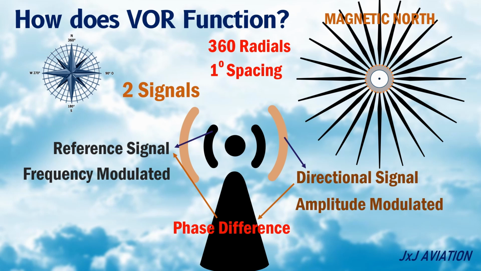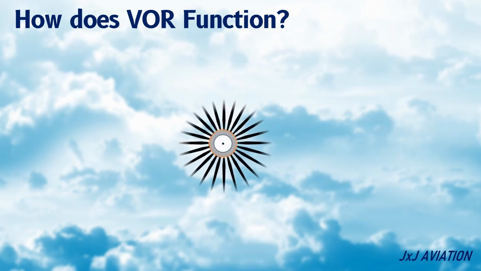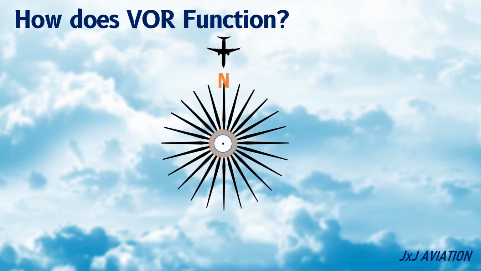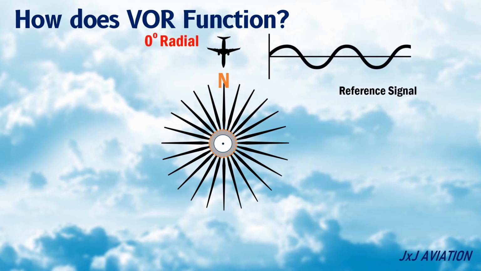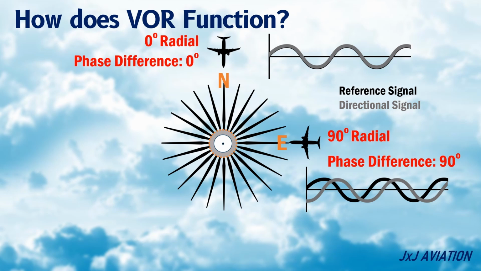Let's understand this with a few examples. If an aircraft is north of the VOR transmitter, then it is at the 0 degree radial. The phase difference between the reference signal and the directional signal will be 0 degrees. If the aircraft is east of the VOR, then it is at the 90 degree radial. The phase difference between the reference signal and the directional signal will be 90 degrees.